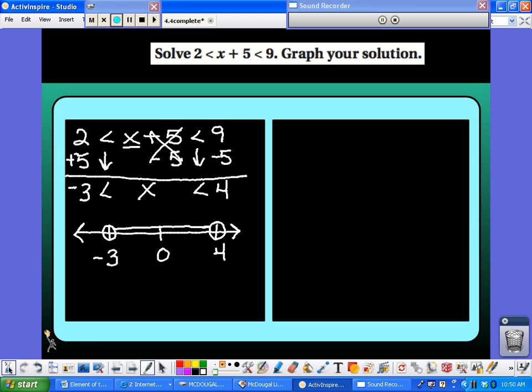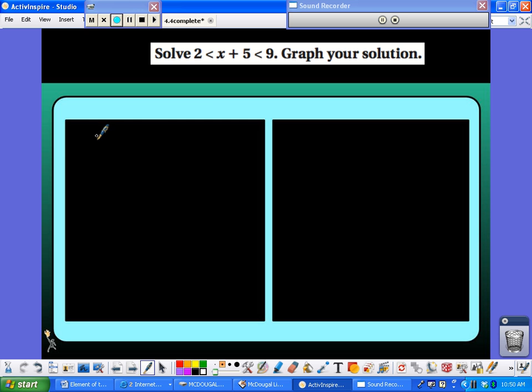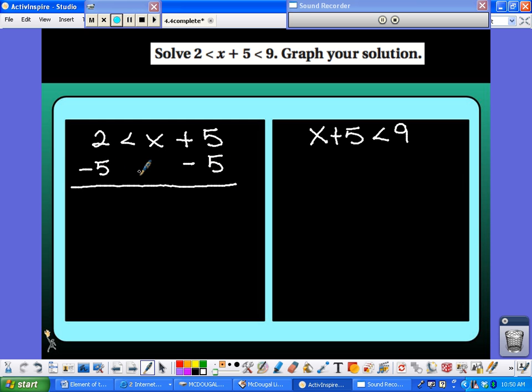And so let me clear what we have so far. They like to take this problem and go 2 is less than x plus 5, completely ignoring this side. And then they take x plus 5 and set it less than 9. Again over here we subtract our 5, draw our line, and bring down our inequality sign. A positive 5, negative 5, those cancel. We're left with x. 2 minus 5 leaves negative 3.